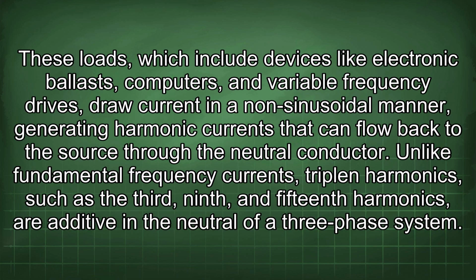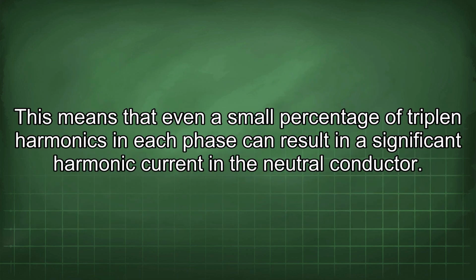Another factor that can contribute to neutral current is the presence of nonlinear loads. These loads, which include devices like electronic ballasts, computers, and variable frequency drives, draw current in a non-sinusoidal manner, generating harmonic currents that can flow back to the source through the neutral conductor. Unlike fundamental frequency currents, triplen harmonics, such as the third, ninth, and 15th harmonics, are additive in the neutral of a three-phase system. This means that even a small percentage of triplen harmonics in each phase can result in a significant harmonic current in the neutral conductor.